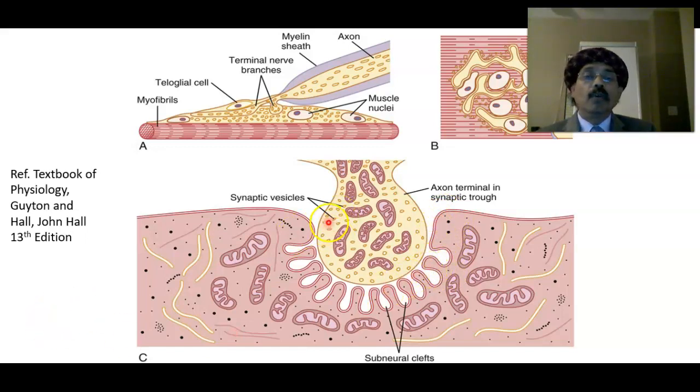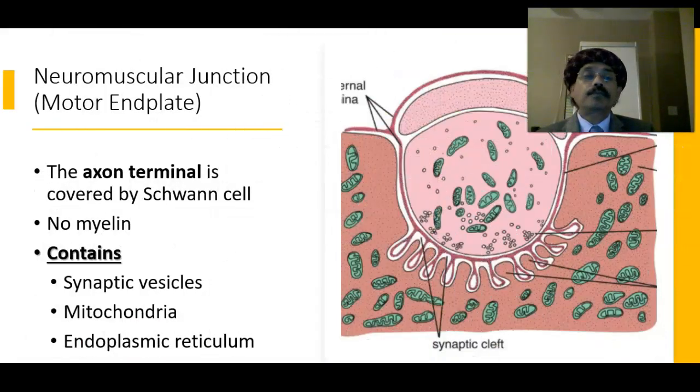We have a lot of synaptic vesicles. Many of them are discharged with each nerve impulse to go to the skeletal muscle and cause muscle contraction. So this is a simplified neuromuscular junction image. This is the axon terminal. This is the skeletal muscle. The sarcolemma changes to accommodate the axon terminal, which contains a lot of mitochondria and a lot of synaptic vesicles.